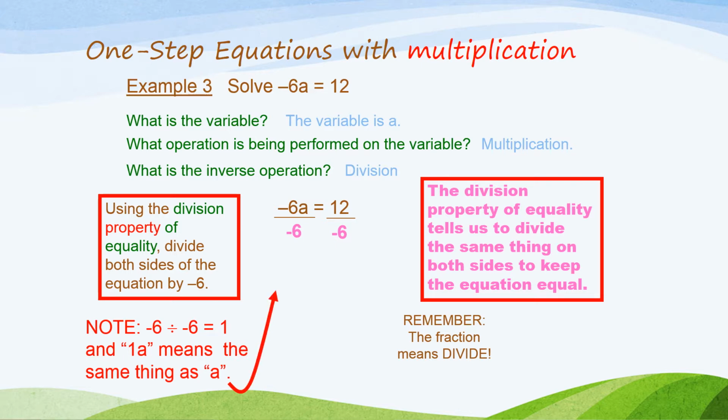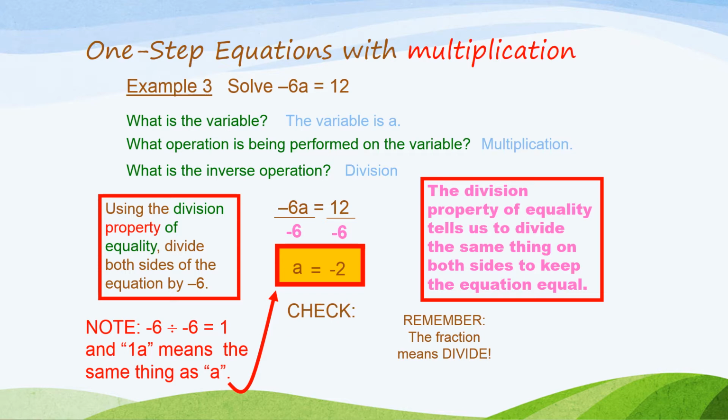And one thing to note with division, if you take negative 6 divided by negative 6, that equals 1. And 1a means the same thing as a. So you can just write a or 1a. Either way is fine. So I'm just going to write a. And then I take 12 divided by negative 6 is negative 2. So that is my answer.